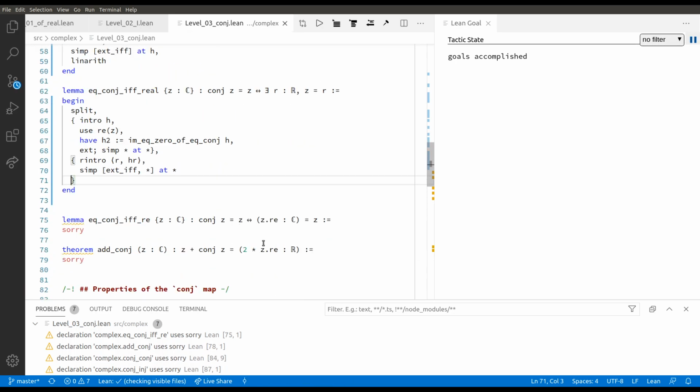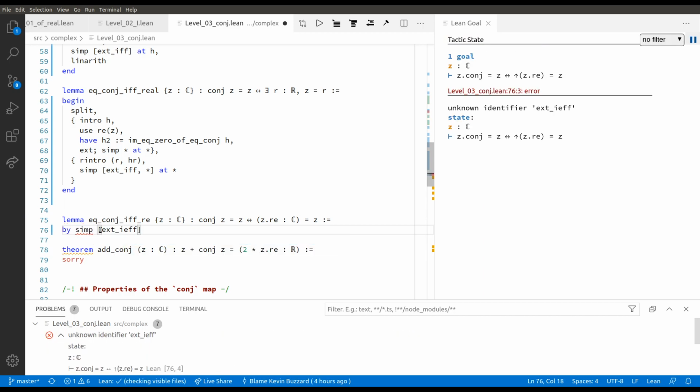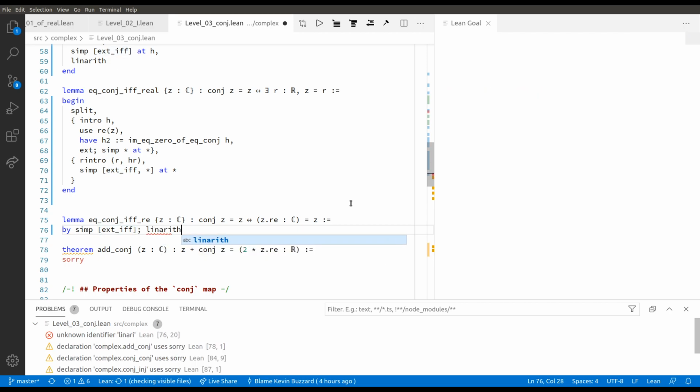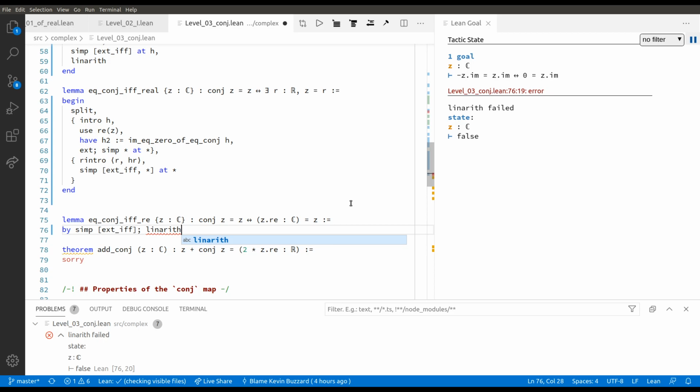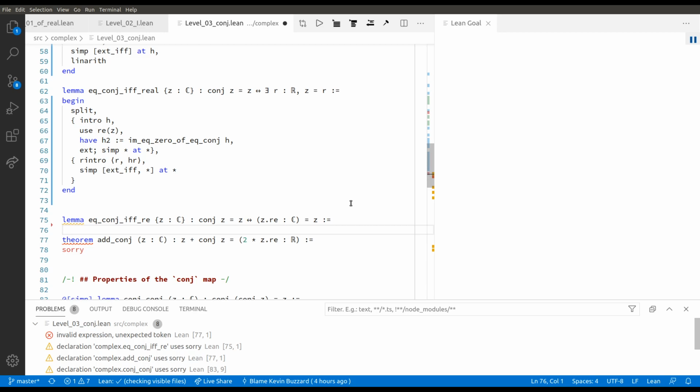How are we doing now? What have we got left? We've got 7 left. Oh. Simp xdiff. Oh, curses. That might be true by linarith. Ah. These levels are trickier than I thought.